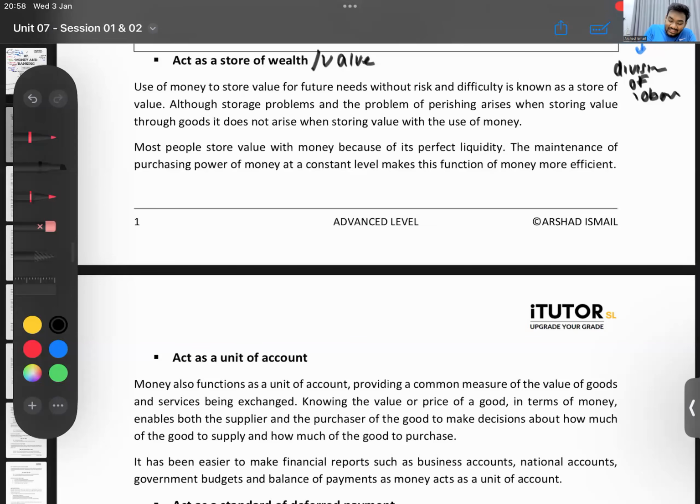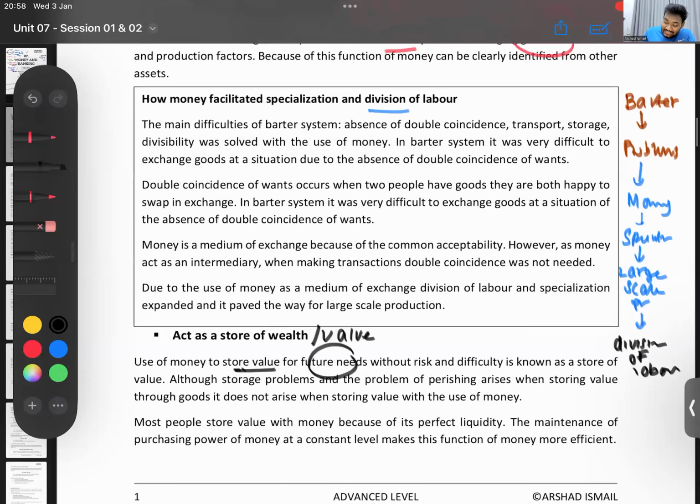The use of money to store value for future needs without any risk and difficulty is known as the store of wealth. So you can store money and keep it to use later. That's what you call store of wealth or store of value. You can keep money, you can save money, you can set aside some money and keep it to use later.